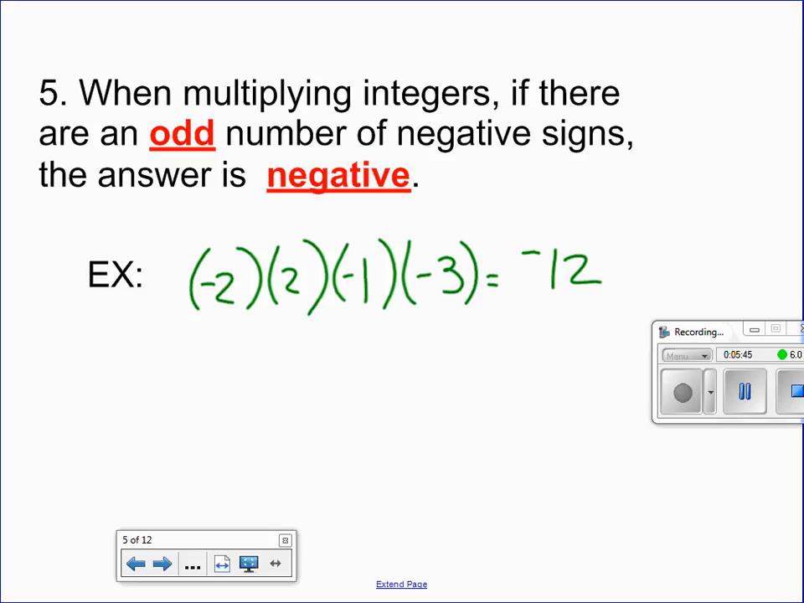Again, you can go back and check to see if that is true. Negative 2 times positive 2 is negative 4. Negative 4 times negative 1 is 4. 4 times negative 3 is negative 12. Again, if there's an even number of negative signs when you're multiplying, the answer is positive. If there's an odd number of negative signs when you're multiplying, the answer is negative.